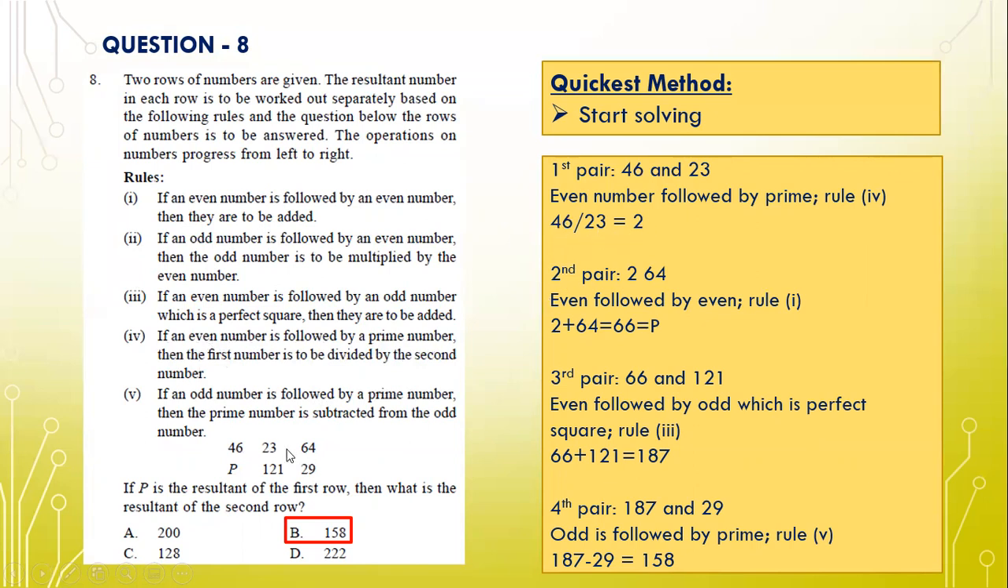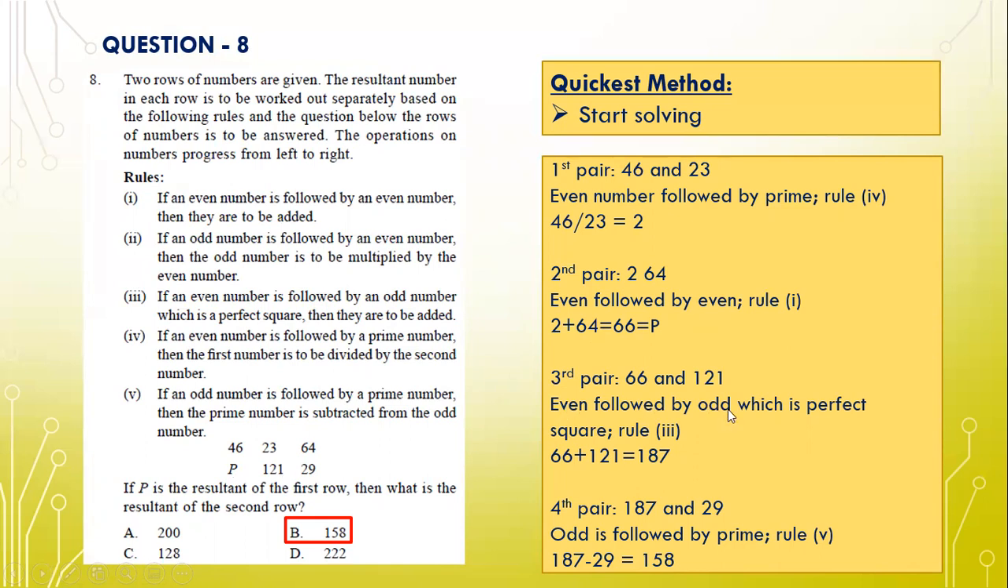Second pair will be 2 and 64. Even followed by even. Rule number 1. Even number is followed by even number. They are to be added. So 2 plus 64 is 66. So P is 66. Third pair is 66 and 121.